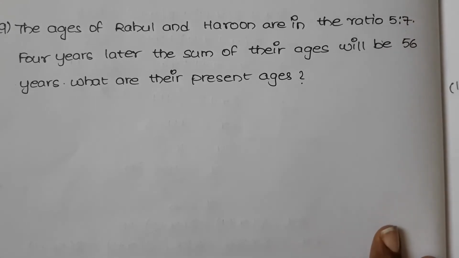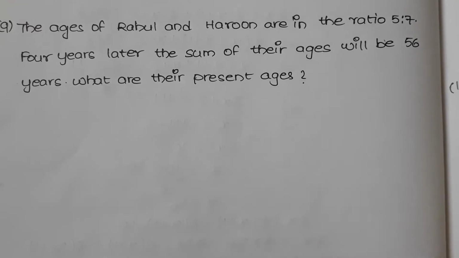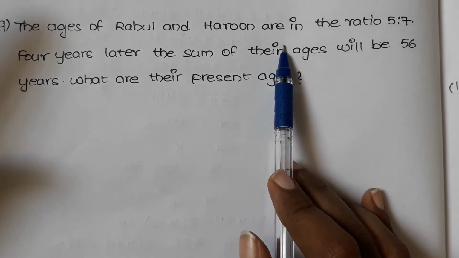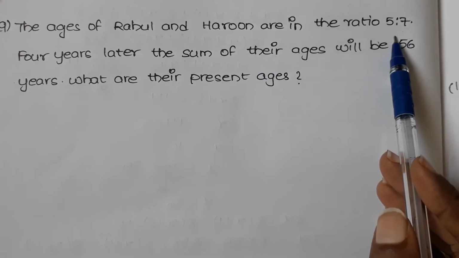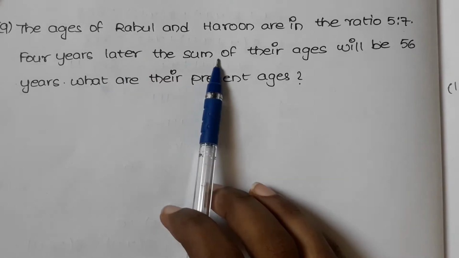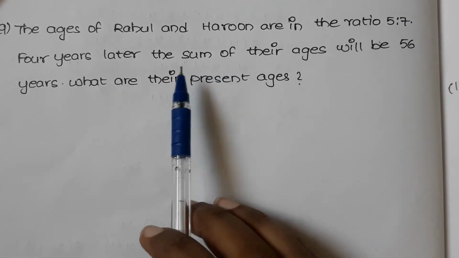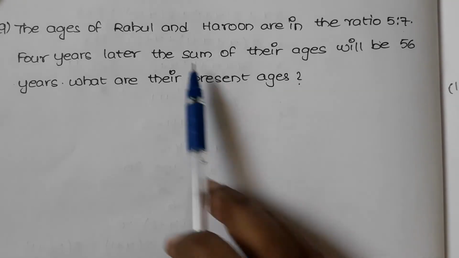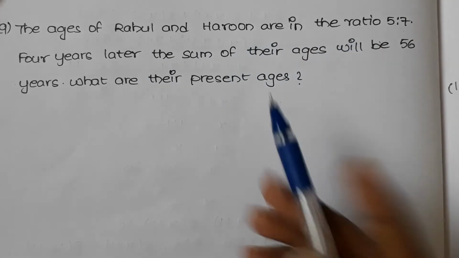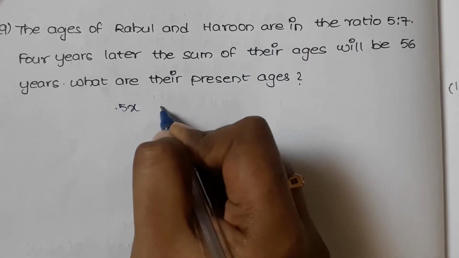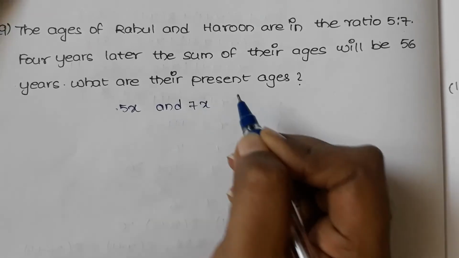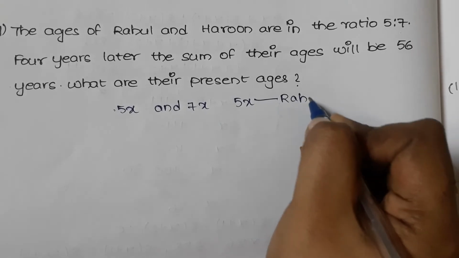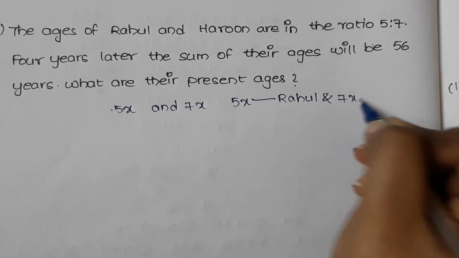Now let us see the 9th problem, that is, the ages of Rahul and Haron are in the ratio 5:7. 4 years later, the sum of their ages will be 56. What are their present ages? Now here let us assume that Rahul and Haron's ages are 5x and 7x according to the given ratio. 5x is Rahul and 7x is Haron.